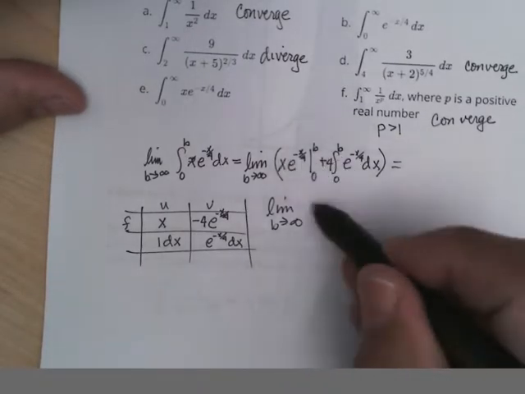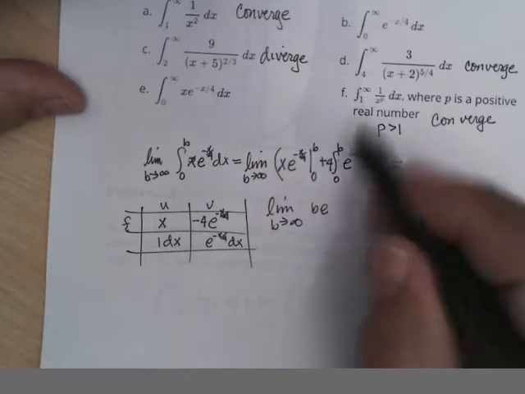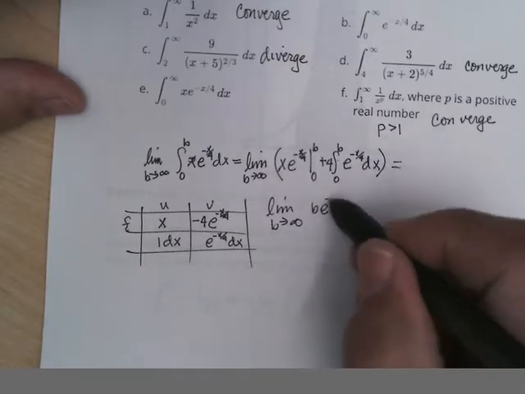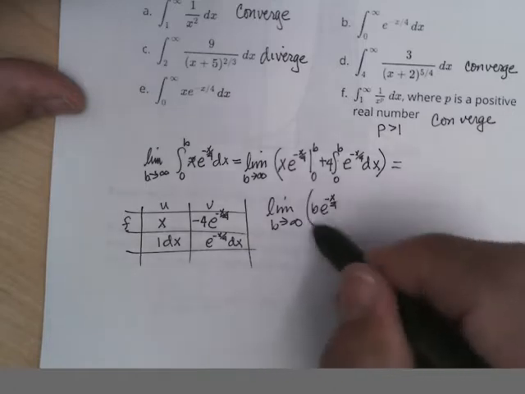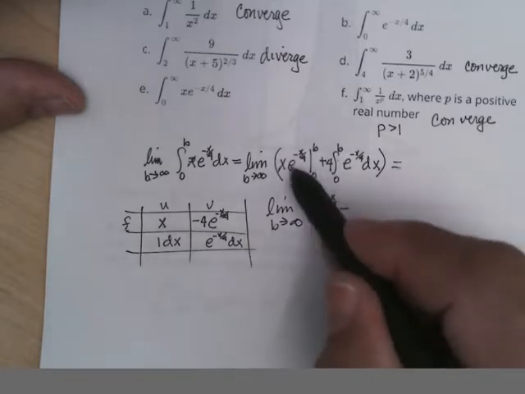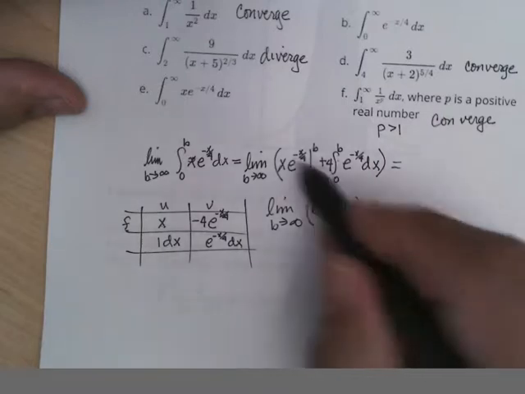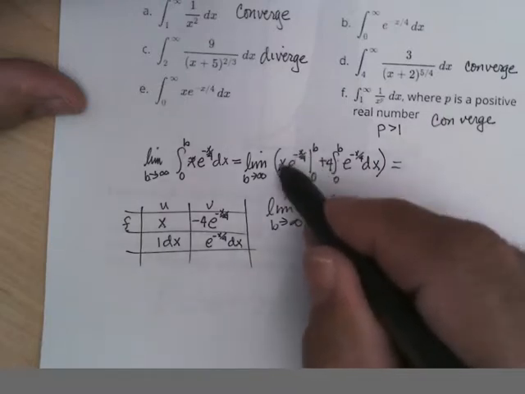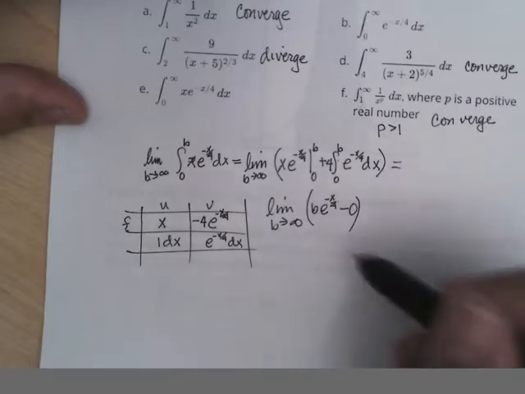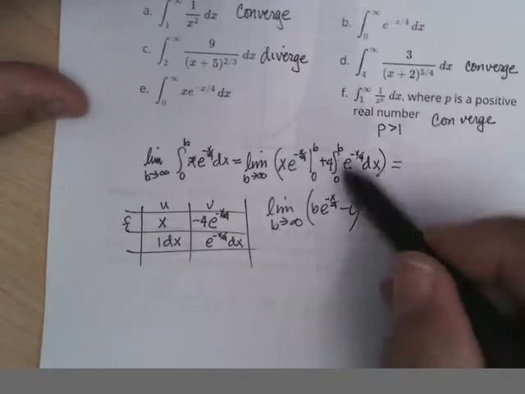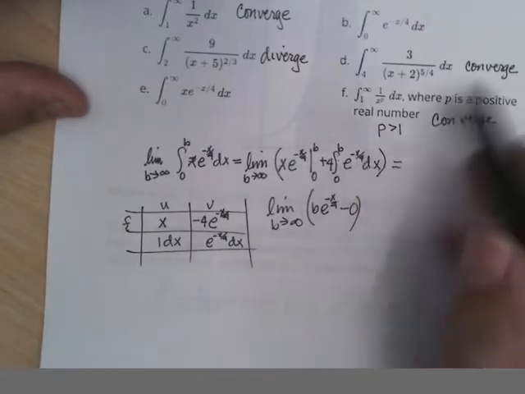If I put b in here, I'm going to get b e to the minus x over 4 minus 0 times this, which is going to be 0. 0 times this, and this would be e to the 0, which is 1, but it's times 0, so it's 0. That's this part. Now we still have to integrate this.